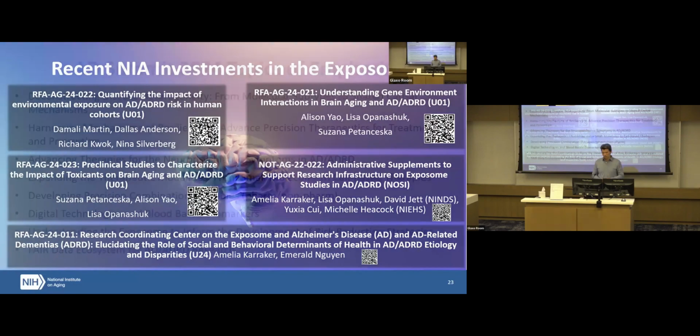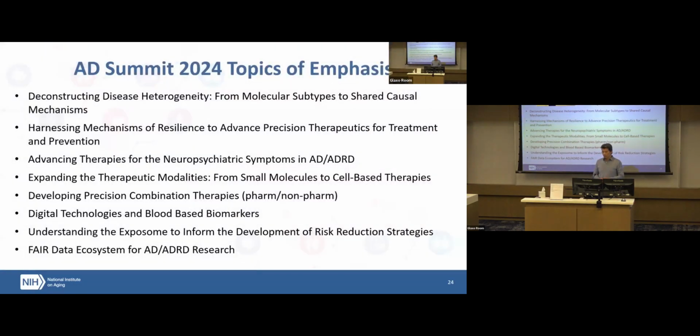The AD Summit is coming up in September, and this is the list of some of the topics of emphasis that we'd be very interested in. Several of them are relevant to this workshop in terms of digital technologies and blood-based biomarkers, understanding the exposome to inform the development of risk reductive strategies, and also integrated ecosystems for ADRD research.